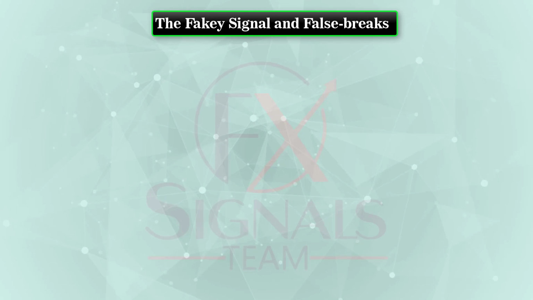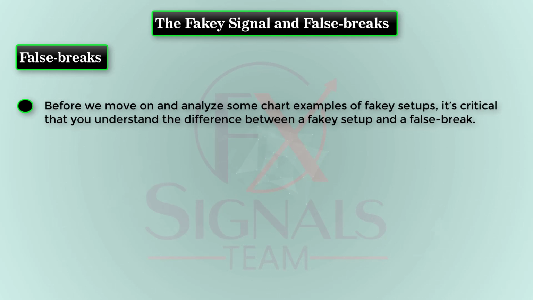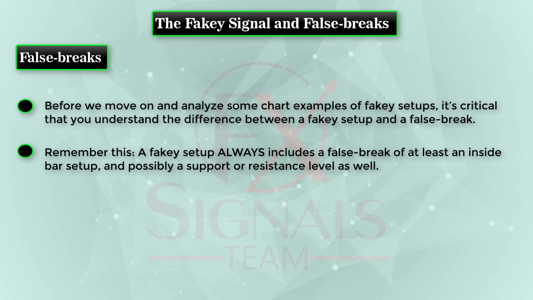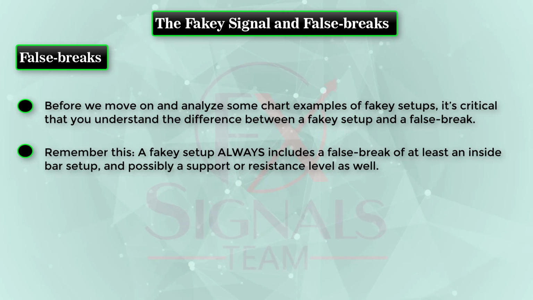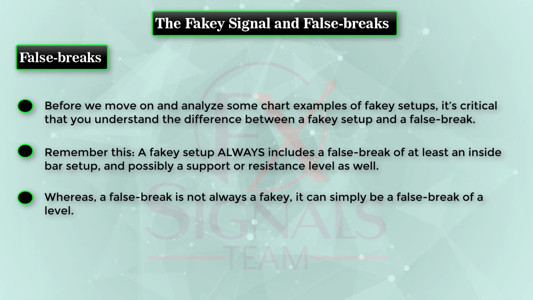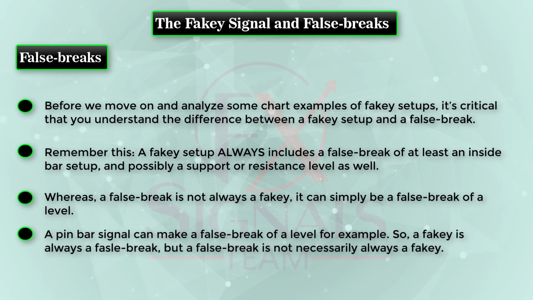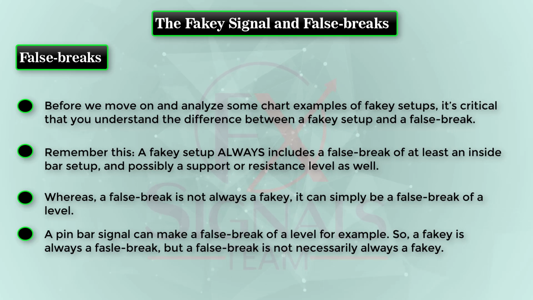False breaks. Before we move on and analyze some chart examples of Fakey setups, it's critical that you understand the difference between a Fakey setup and a false break. Remember this: a Fakey setup always includes a false break of at least an inside bar setup, and possibly a support or resistance level as well. Whereas a false break is not always a Fakey, it can simply be a false break of a level. A pin bar signal can make a false break of a level, for example, so a Fakey is always a false break, but a false break is not necessarily always a Fakey.